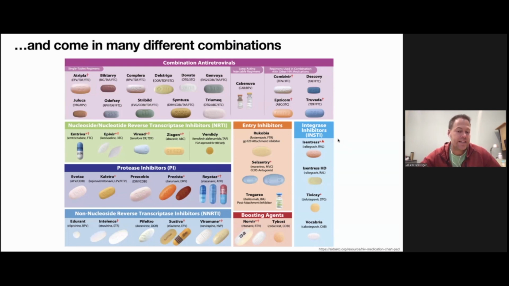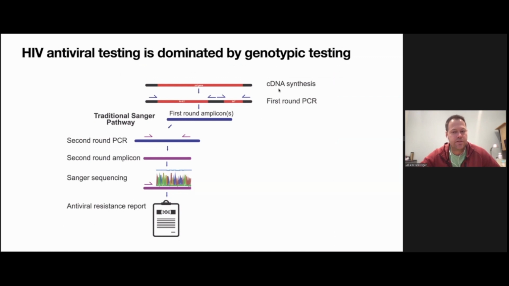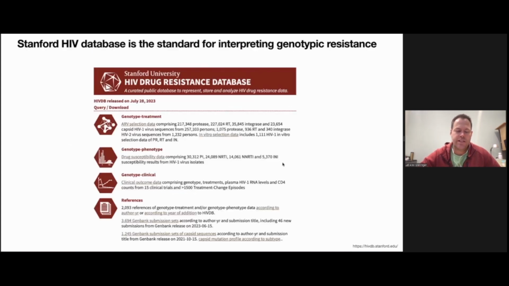When we do HIV antiviral resistance testing, we are mostly sequencing. So we're amplifying. Here's how our lab does it. We amplify protease and RT, as well as integrase, do a second round PCR to get enough material and to help the analytical sensitivity, send it out for Sanger sequencing, and offer you an antiviral resistance report after running it through an interpretation engine, which of course here is the Stanford HIV database, which is really the standard for interpreting genotypic resistance with so much data that they have. And that's basically how we get it done for HIV antiviral resistance testing on a clinical use.